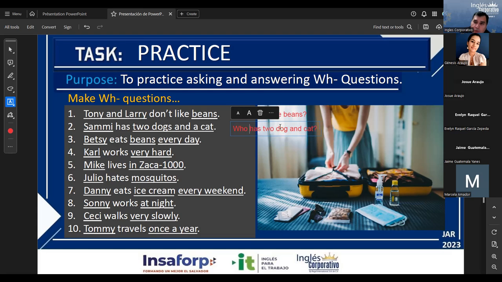Who has? Okay, when the question is about the subject, there is no auxiliary. No auxiliary when the question is about the subject. Who has, who eats, who plays, who goes, who studies, who practices.